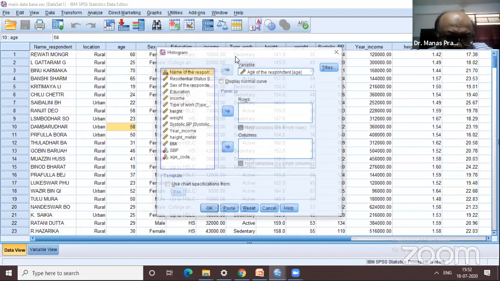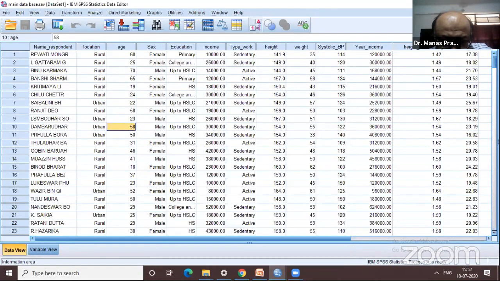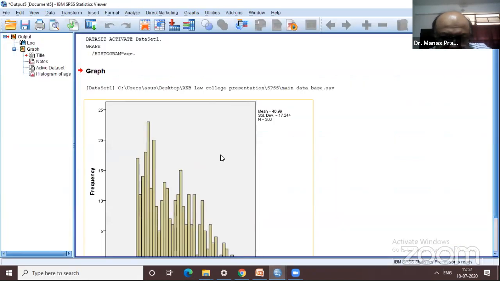Then you select the variable and put it here. Select here and put it here and click OK. You will get the histogram. So I think it appears now. And this is the histogram.